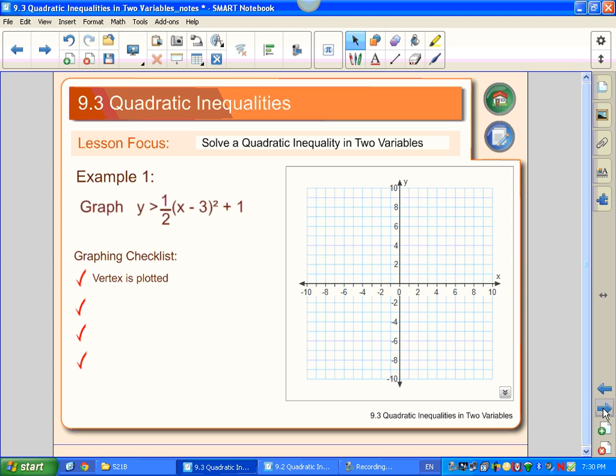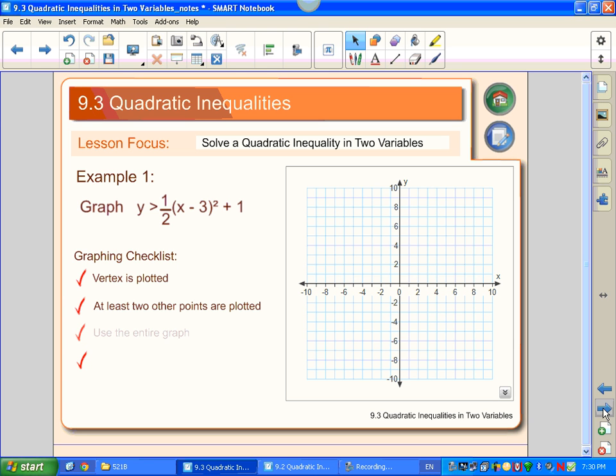If the vertex isn't an integer, at least have it designated so we know where it is, or have a table of values to cover that. But that's a key point. Should have at least 2 other points plotted, so we're looking for a minimum of 3 points. Should be on either side of the axis of symmetry. If they're not, get those points so you can have more than those 3.